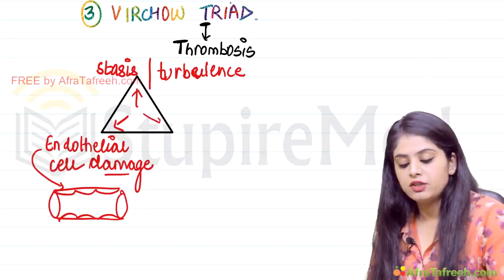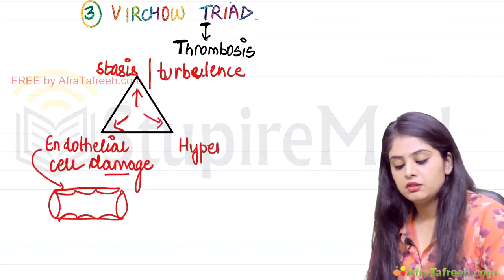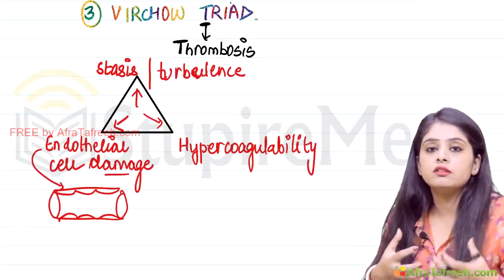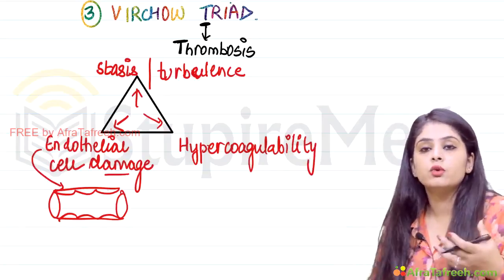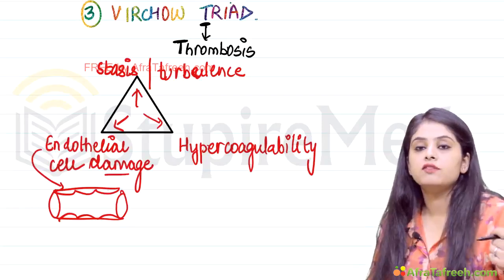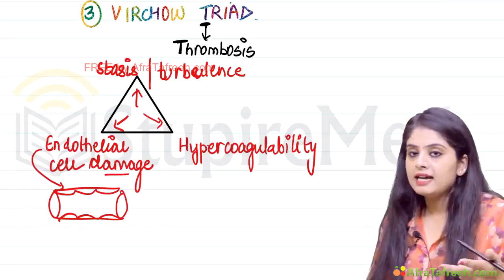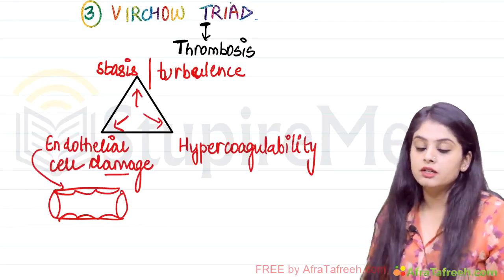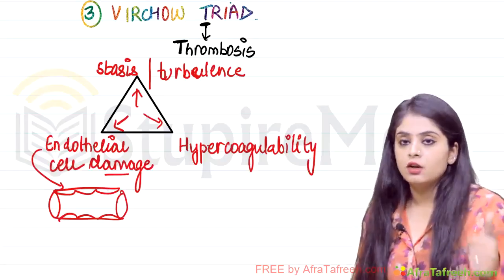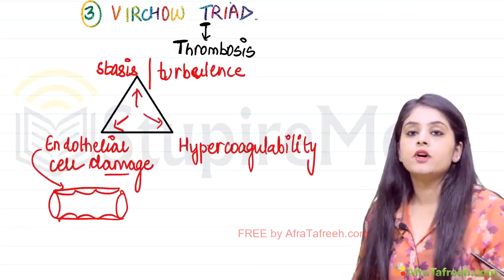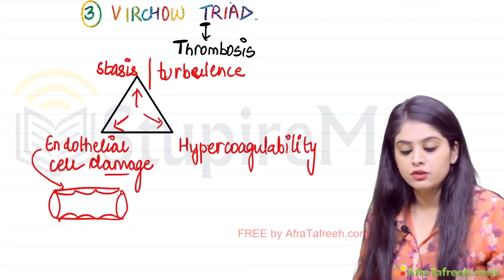And the last part of this triad, students, is hypercoagulability. There are certain states in which the body's coagulation system, or the clotting system, tends to get activated more. So we are going to call it hypercoagulability. These three things, change in blood flow, endothelial cell damage, and hypercoagulability, together formulate the Virchow's triad. So Virchow gave us first loss of function, second Virchow's cell for Hansen's disease, third Virchow's triad for thrombosis.